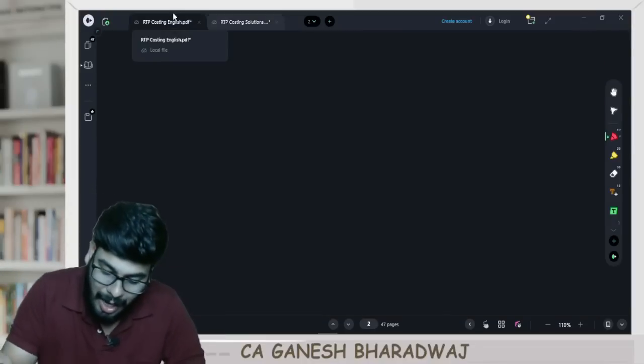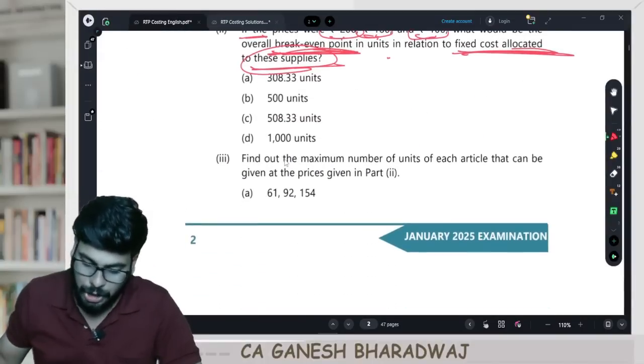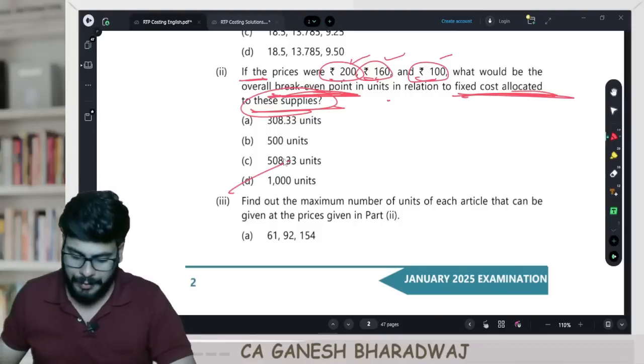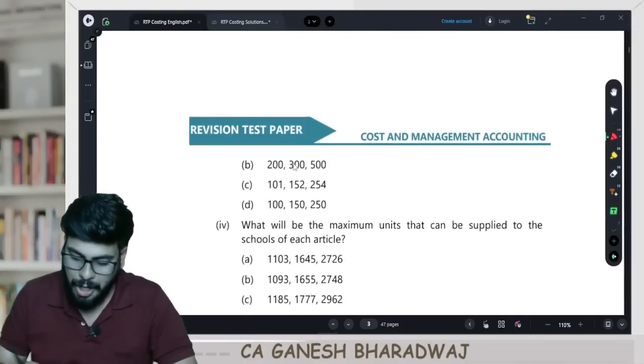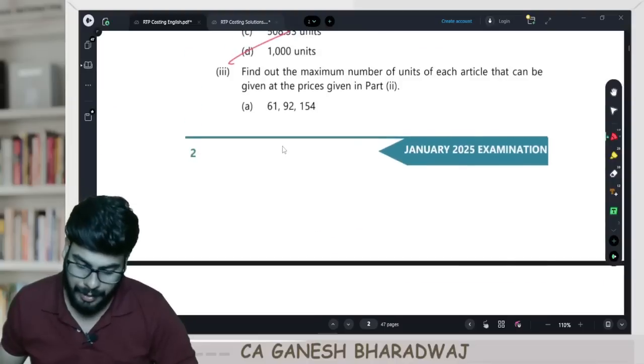That is what they have asked in the next part of the question. The third question, this is what they have asked. So part 2 of the question, total units to be sold is 1000. The breakup of this 1000 is 2:3:5, 200, 300 and 500. That is the option number B. Are you clear with this? This is what they have given.